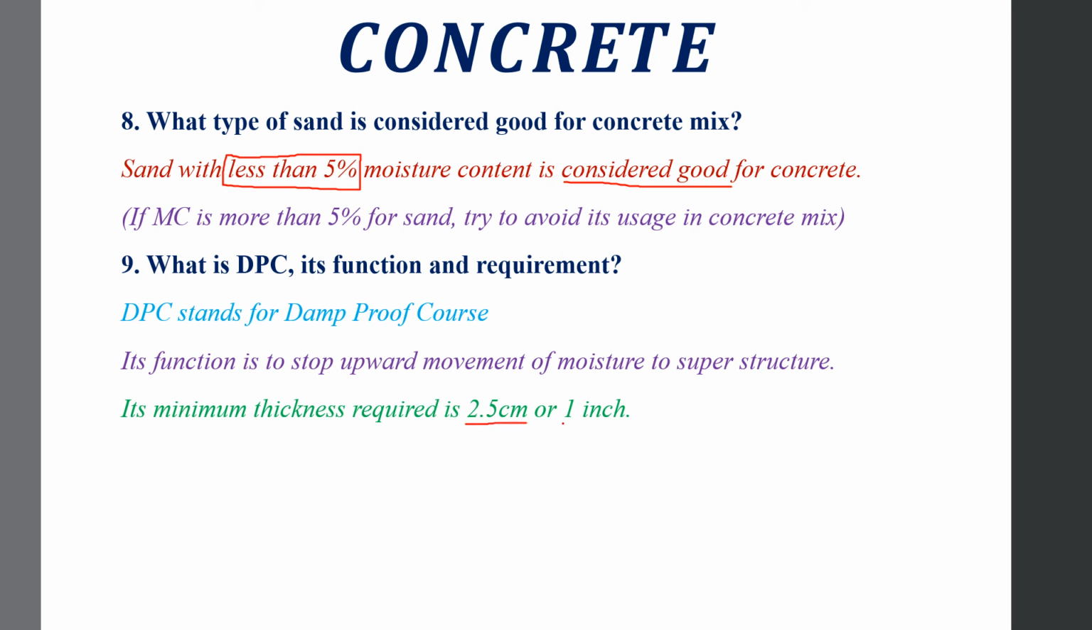And its requirement is that the minimum thickness of the DPC or damp proof course should be 2.5 centimeters or 1 inch. It may be 2 inches. Mostly it is used as 2 inches, but its minimum required thickness is 1 inch. You should not use DPC less than 1 inch.